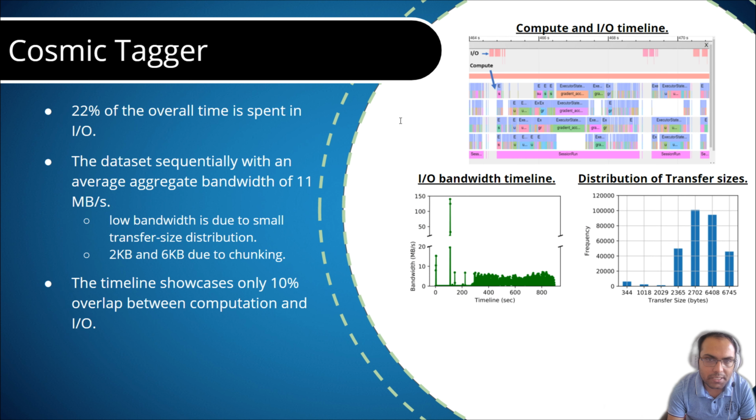In case of Cosmic Tagger, we observed that 22% of the overall time was spent in performing I/O. The dataset is read sequentially with a low aggregate bandwidth of 11 megabytes per second. This low bandwidth is due to the small transfer size of requests, which upon investigation turned out to be the small chunk size of the HDF5 file from which the data was read. As shown from the portion of the timeline, only 10% of the overall I/O is overlapped behind the model computation.